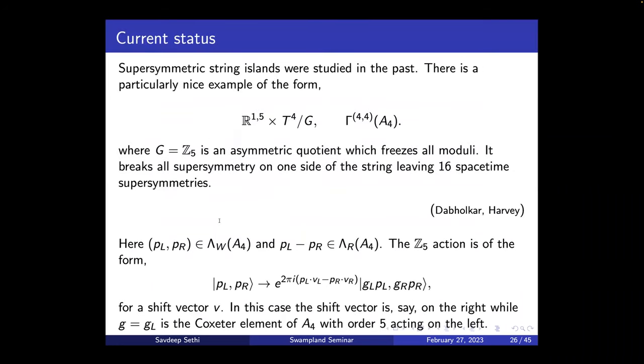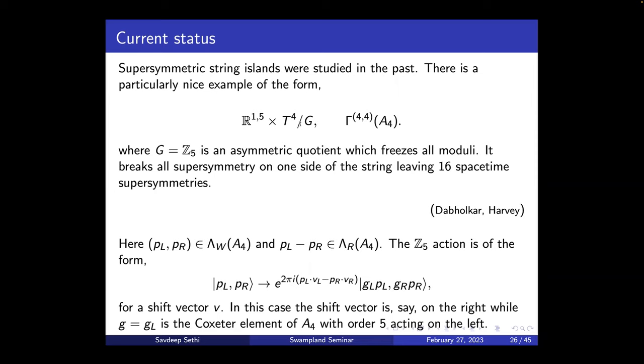Let me give you the current status of this approach. So supersymmetric string islands, as I mentioned, were studied by Dabholkar and Harvey in the past, and they found a particularly nice example in six dimensions. They took a four torus based on this particular Narain lattice with an A4 symmetry, and at this particular point, it has a Z5 quotient symmetry.